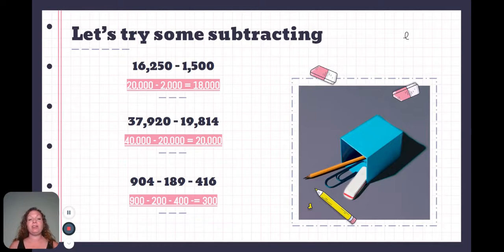All right, so this is a lot of estimating the front number by rounding by its neighbor. Everything else turns into zeros, and then you add and subtract.